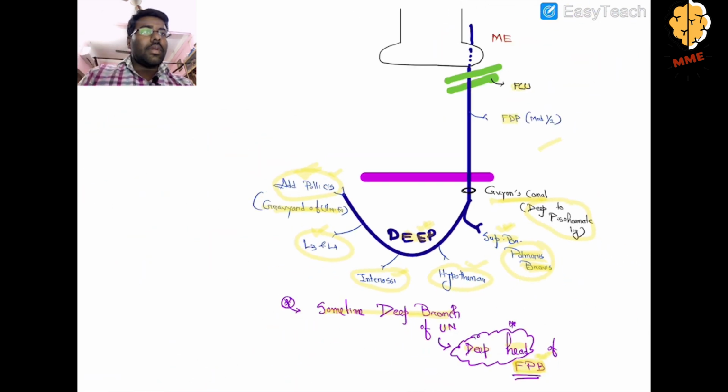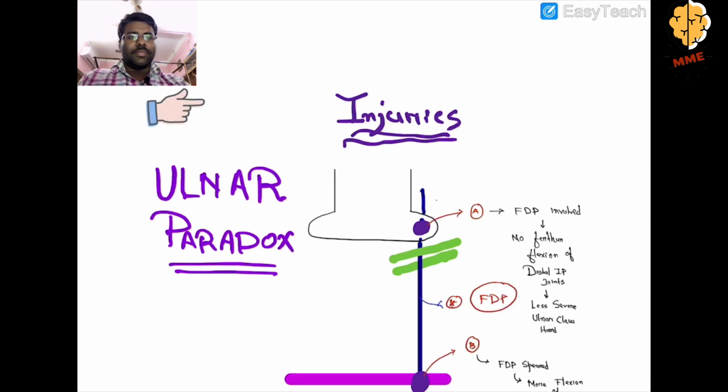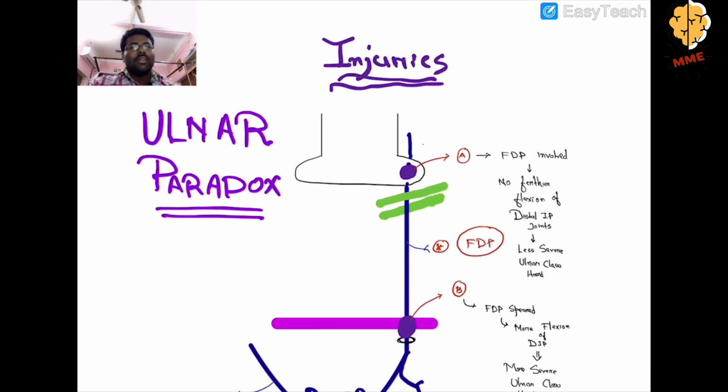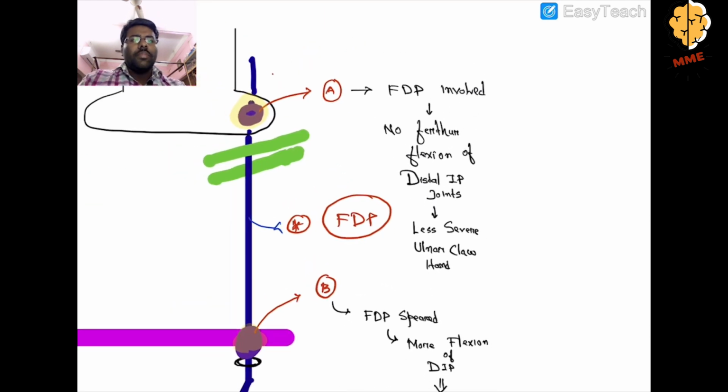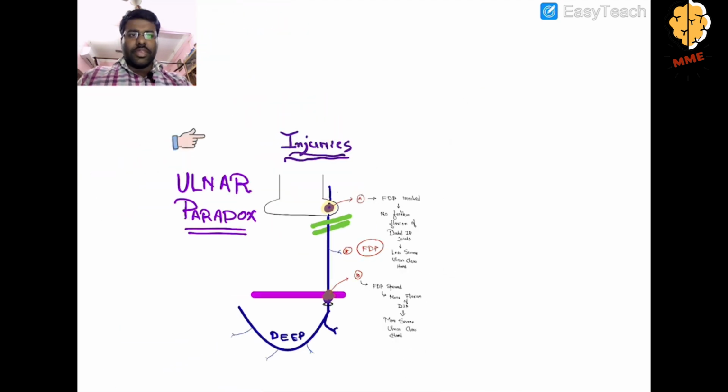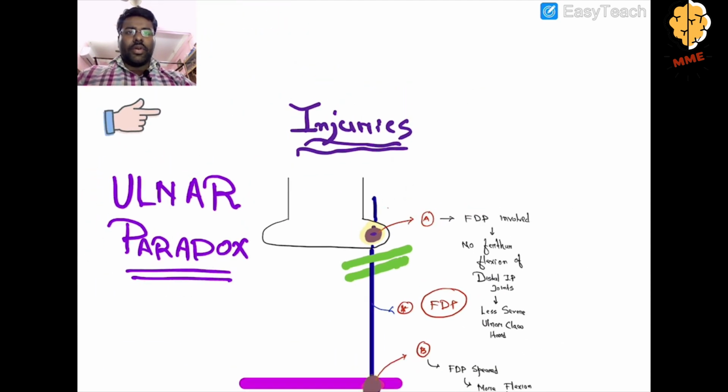Now coming to the ulnar nerve injury. Mainly there are two sites again, one is upper and one is lower, in the Guyon canal or the flexor retinaculum area. Mainly I want to say about the ulnar paradox.